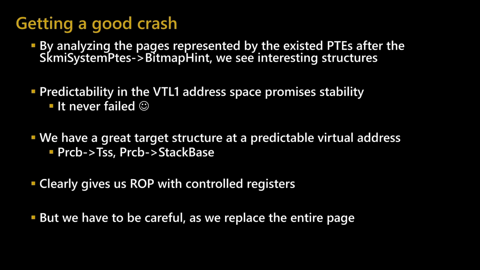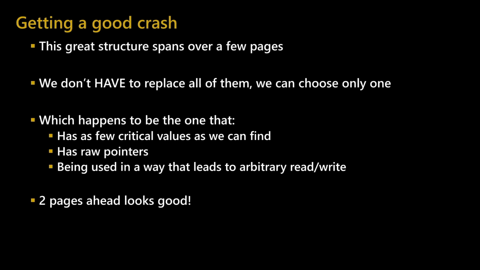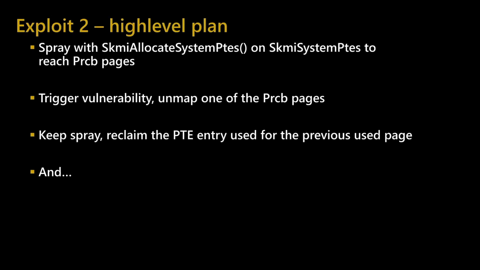Please note that I can't corrupt specific data. I have to corrupt at least 1 page due to the nature of the vulnerability. But it's actually fine because this structure is very, very large. It spans over a few pages. And I can, of course, choose the specific page which is best for me to corrupt. Okay, great. So we know what the high-level plan here is, right?